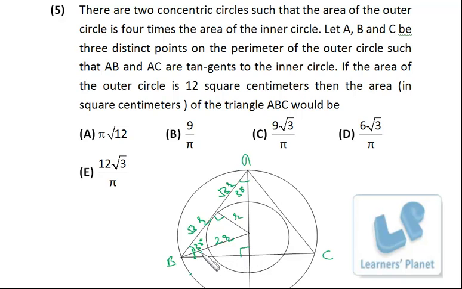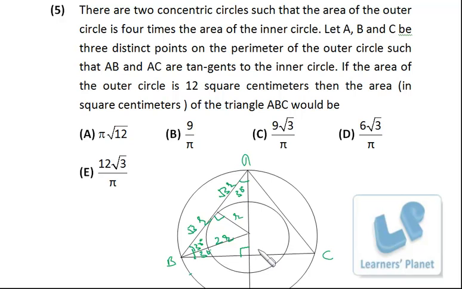Right? So this is 30, this must be 30. So this is 60, this should also be 60 by the same logic. So because this is 60, this is 60, then the third angle should also be 60. That means ABC is nothing but an equilateral triangle.